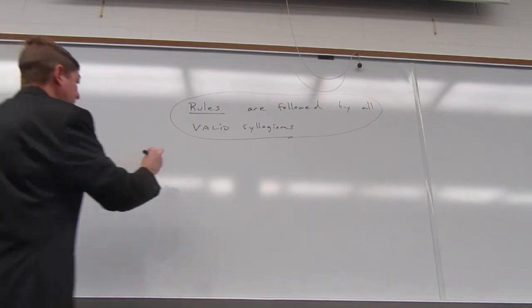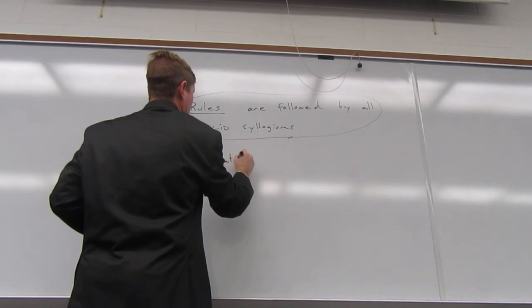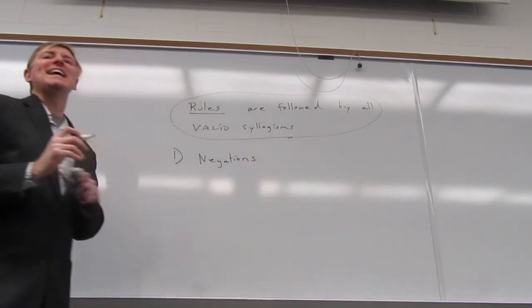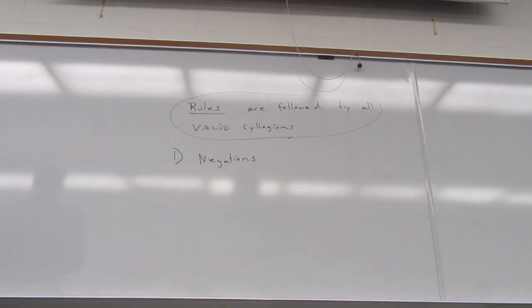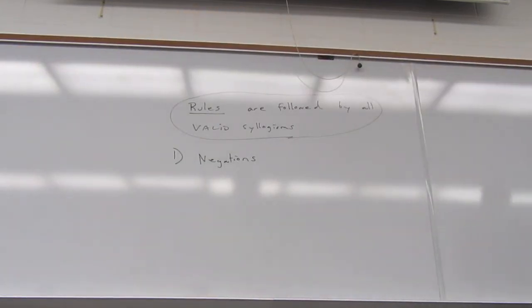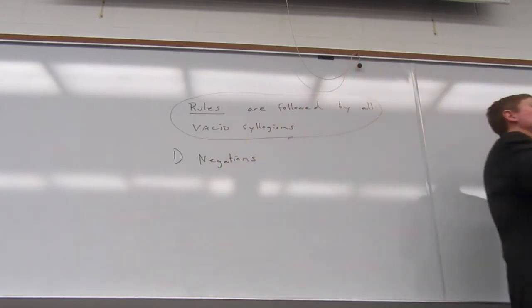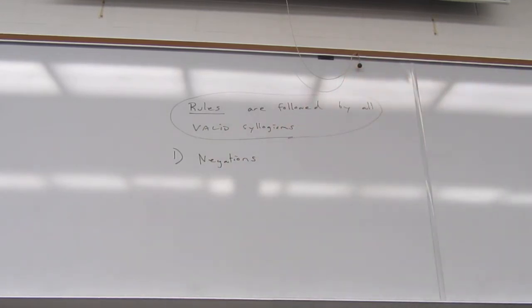Now, the first rule I'm going to talk about pertains to negations. Now, when I'm talking about negations, what two kinds of statements are negations? E's and O's. A's and I's are affirmations, E's and O's are negations. Now this is the rule pertaining to negations.